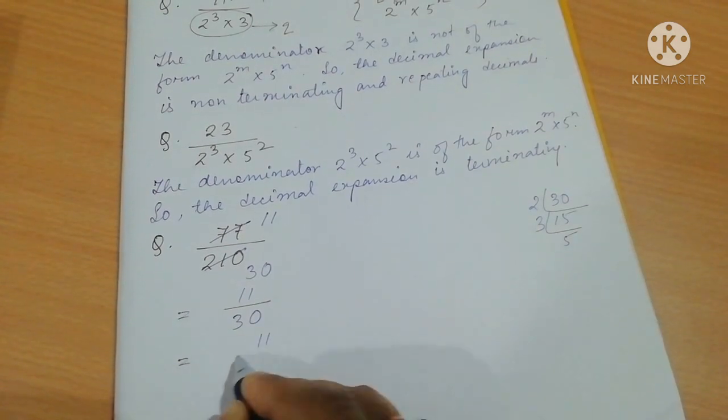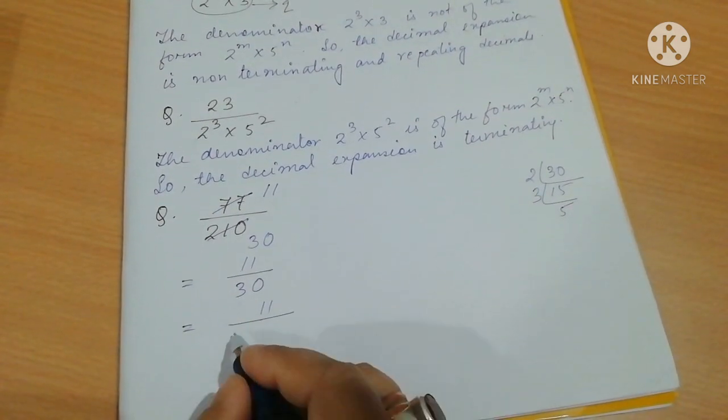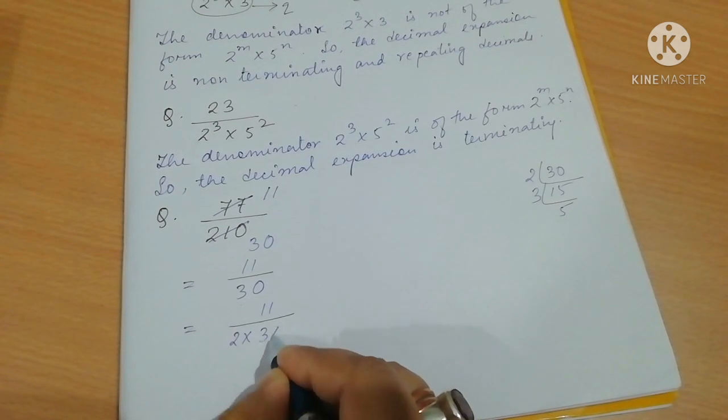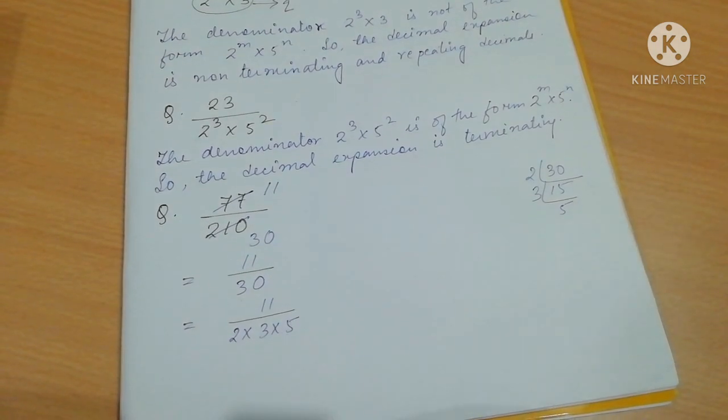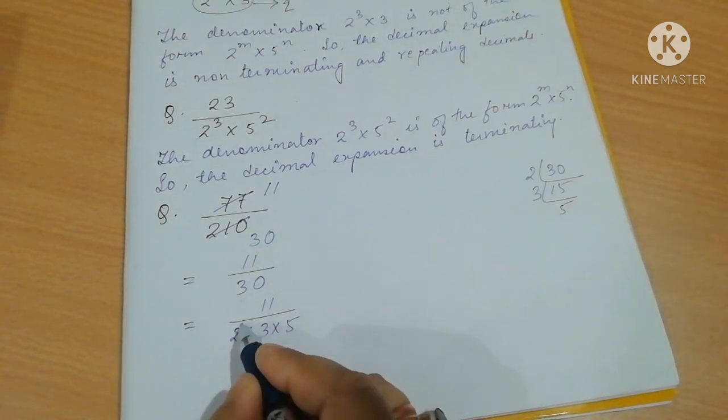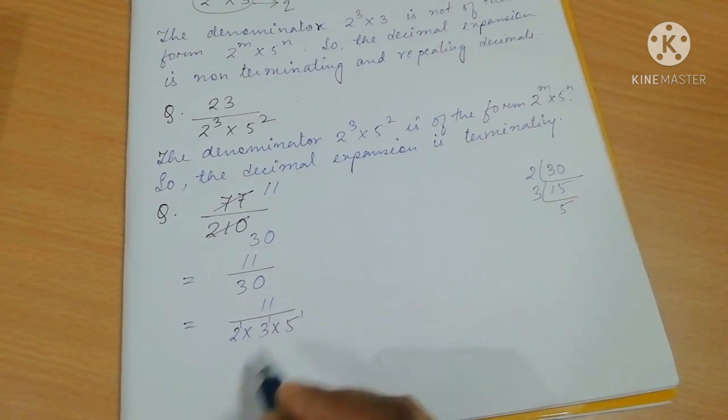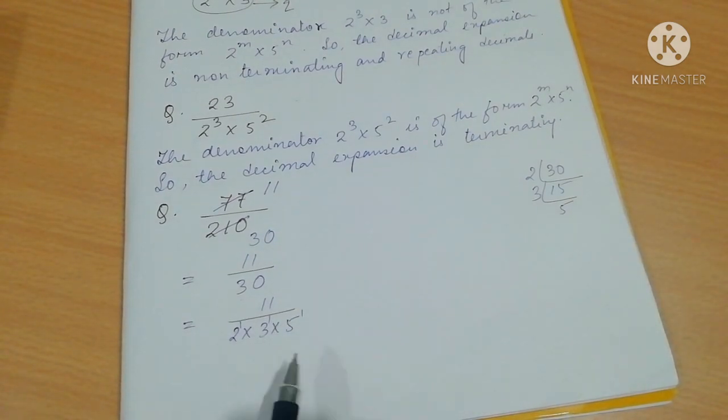So I can write 11 by 2 into 3 into 5. So what are the powers here? 1, 1 and 1. So the denominator in this case, you got 2 into 3 into 5.